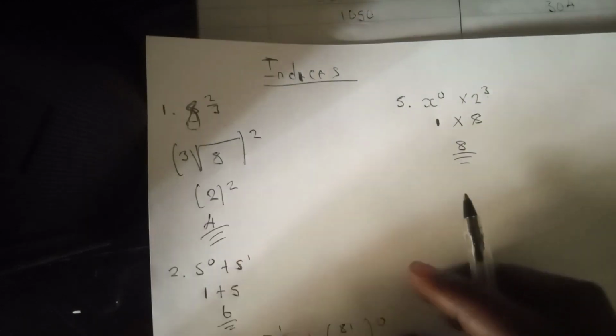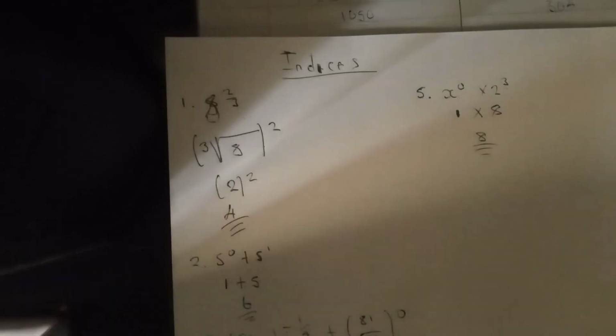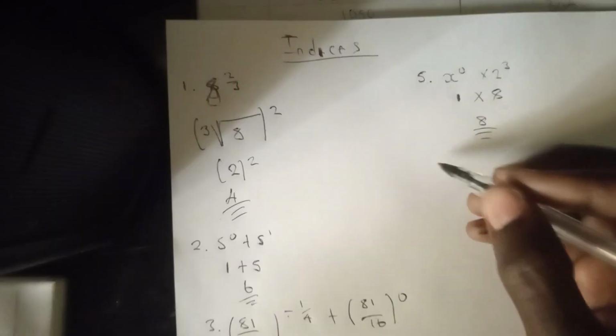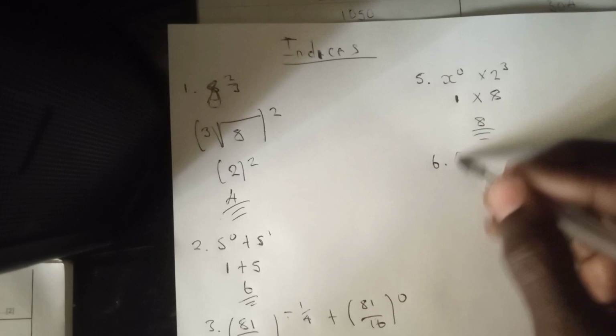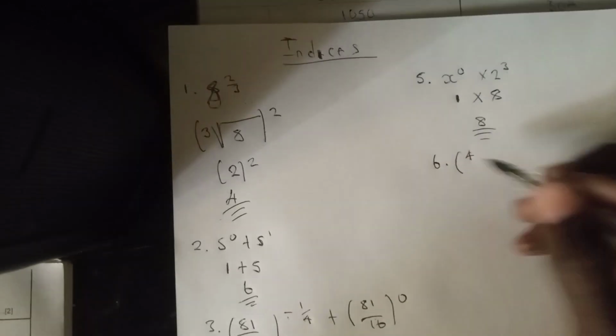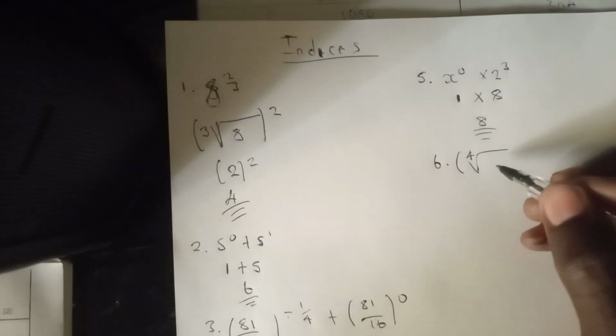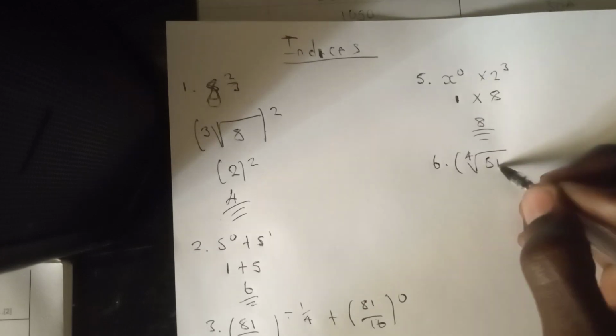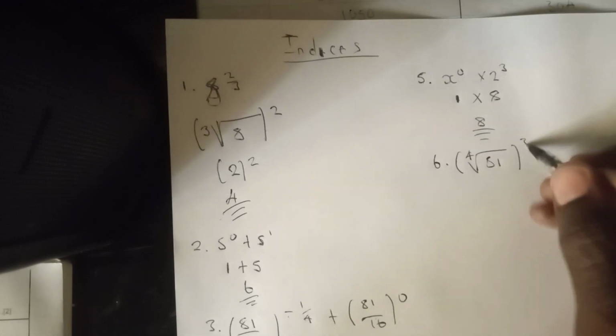Okay, from there we go to question number 6. Our question number 6 will be this question right here. I hope you can see it. This will be our question number 6. Let me just write it. So 6, our question is the fourth root of 81 and 3.